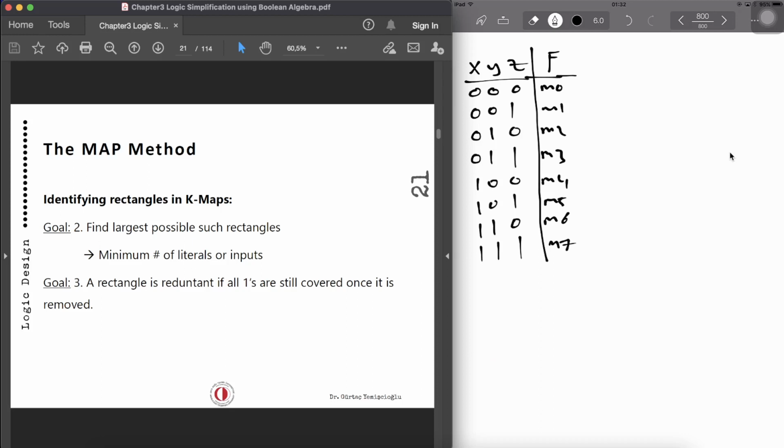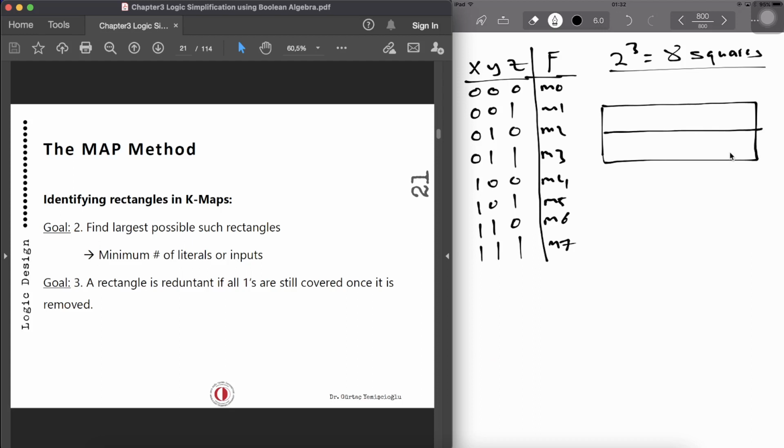Now, how are we going to map this into a K-map? As we have got three variables, we need to have 2 to the power 3, 8 squares. Now, how do we get these 8 squares? We can have 2 rows and 4 columns.